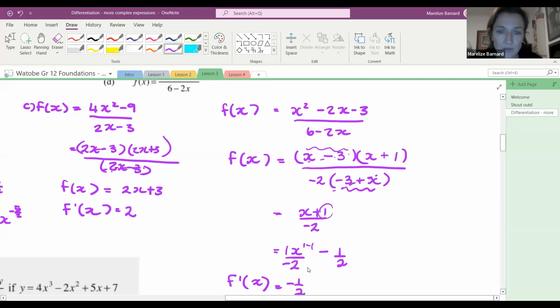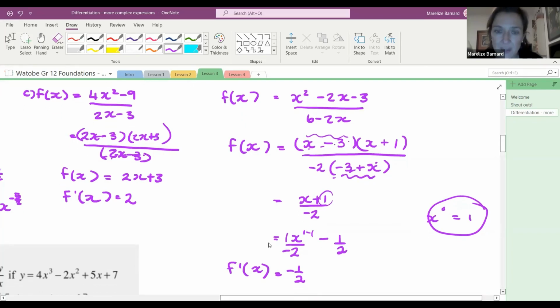Subtract 1 from the exponent, so that's x to the power of 0. So no more x's. X to the power of 0, remember, is just 1. And differentiating a constant is 0. So well done, Sibusiso, Itumeleng, Liam. Anyone else at home also got that answer? Well done. Negative a half is correct.